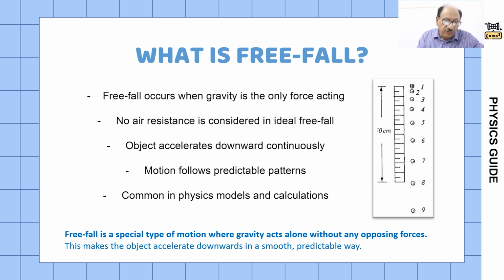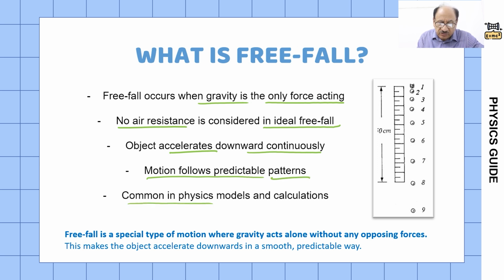Free fall occurs when gravity is the only force acting. No air resistance is considered in ideal free fall. The object accelerates downward continuously, so it's continuous acceleration, and the motion follows predictable patterns common in physics models and calculations. So we are taking negligible air resistance. We are not counting that, and we are simplifying our problems to understand better.